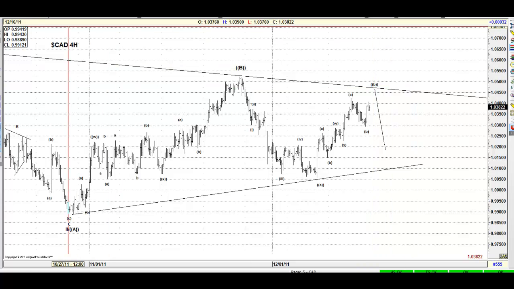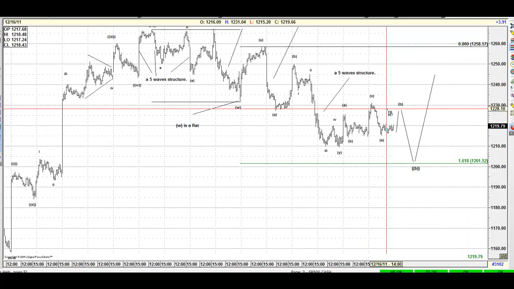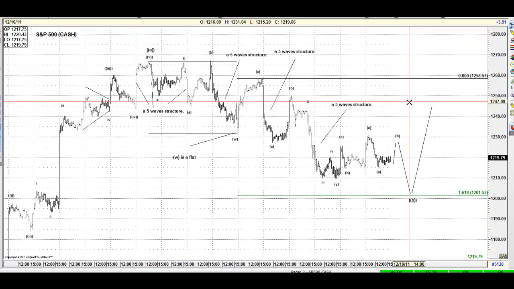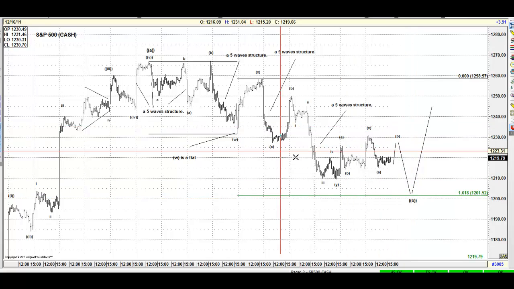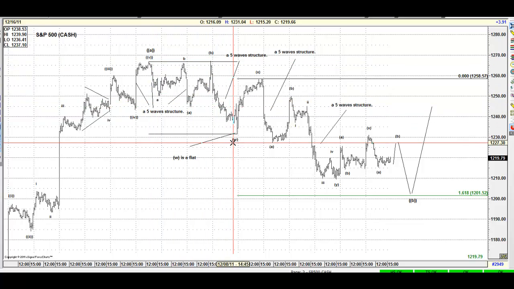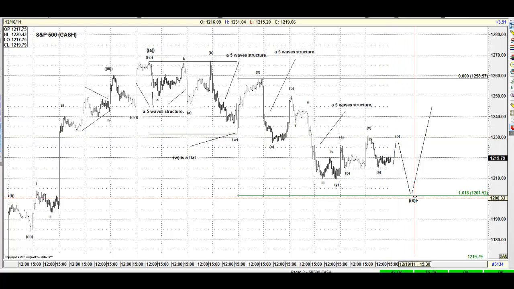Now, let's take a look at the S&P and see what the S&P is calling for. This is the S&P cash. What do we see in the S&P cash? Our preferred count now is a 666 coming from here, when we have A, a flat B, a C in a W, and then X, A, B, C, Y, X, A, B, C. This one is the one that allows one more leg of strength in the dollar.